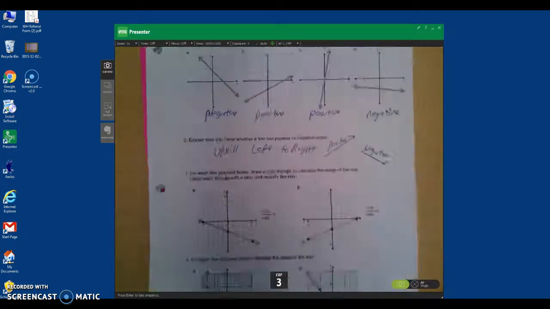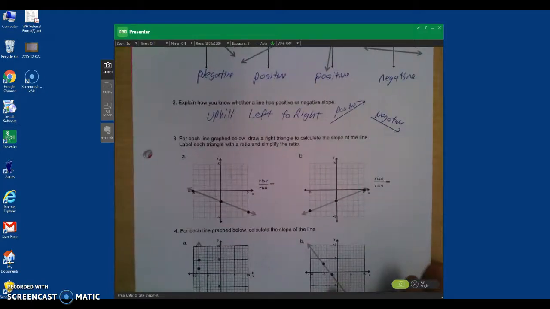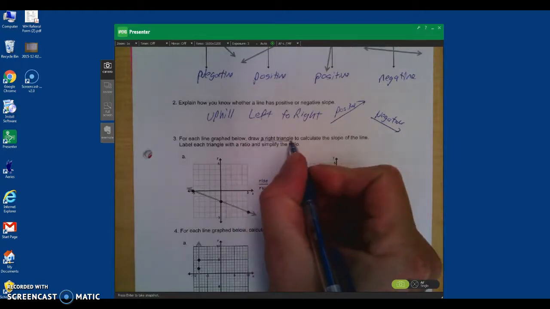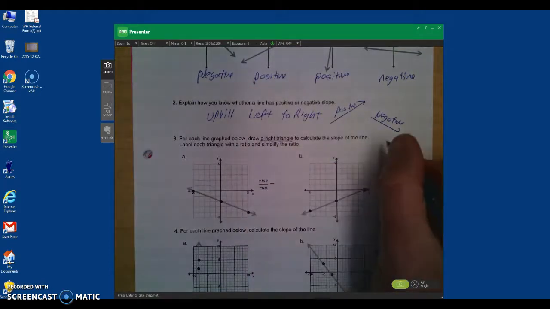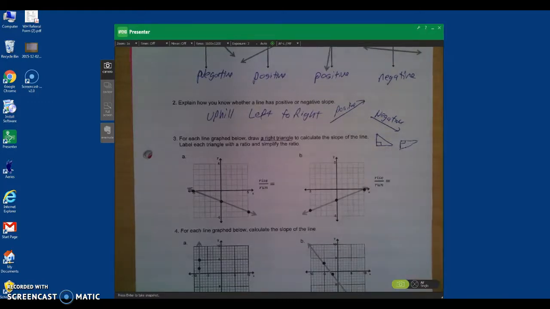Okay, so what we're learning today is we're going to be drawing a right triangle, and a right triangle is one that has a 90-degree angle in it, so underline that word. A right triangle is something that looks like this, has a 90-degree angle in it somewhere. Or it could be even upside down too, so you could do this and have a 90-degree angle there. So those are right triangles.